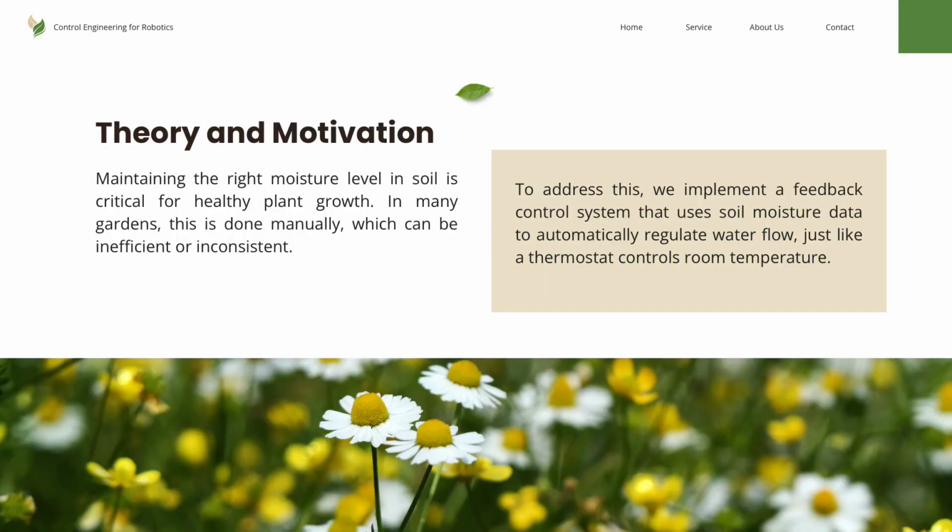Maintaining the right moisture level in soil is critical for healthy plant growth. In many gardens, this is done manually, which can be inefficient or inconsistent. To address this, we implement a feedback control system that uses soil moisture data to automatically regulate water flow, just like a thermostat controls room temperature.